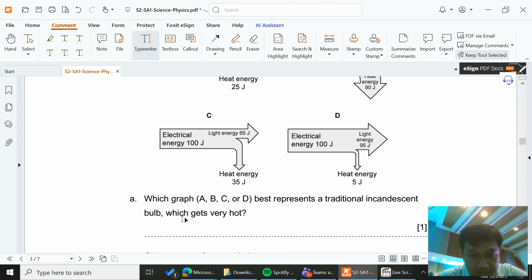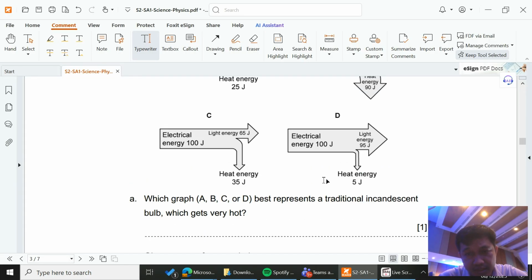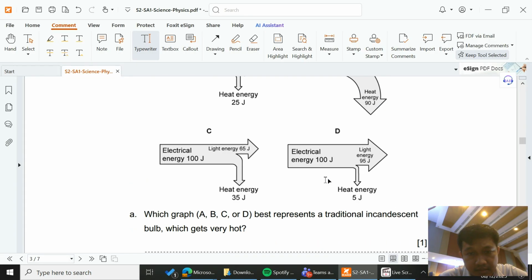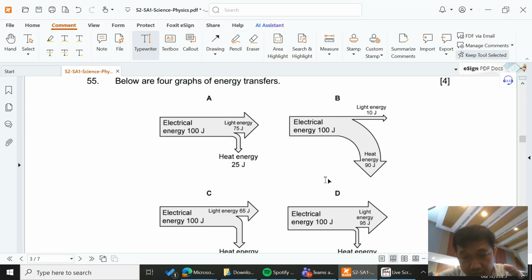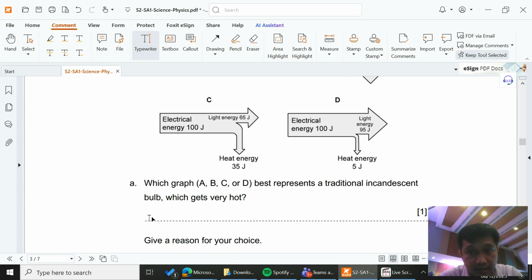Okay, there are four graphs. In the first graph, let's see which graph A, B, C, or D best represents a traditional incandescent bulb. A traditional incandescent bulb is hot when we touch it, right? So it gives a lot of heat energy. So the best one is B. Take a look at this. Heat energy produced is 90 joules. That means it's very hot. Okay, so B it is.